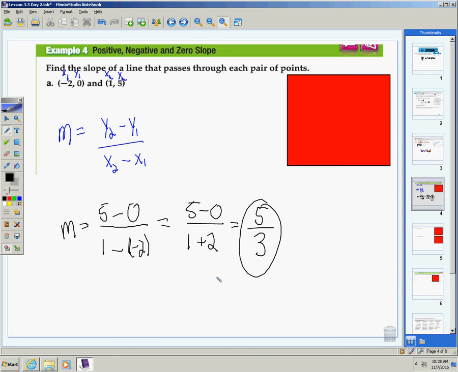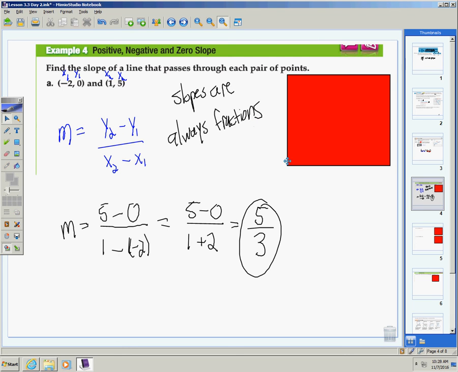I do not want you to ever write a slope as a decimal. Slopes always have to be fractions. You might want to write that down. Slopes are always fractions. And this is one of the reasons that I have been picky this year with not letting you write things as decimals, because we need to get used to working as fractions.